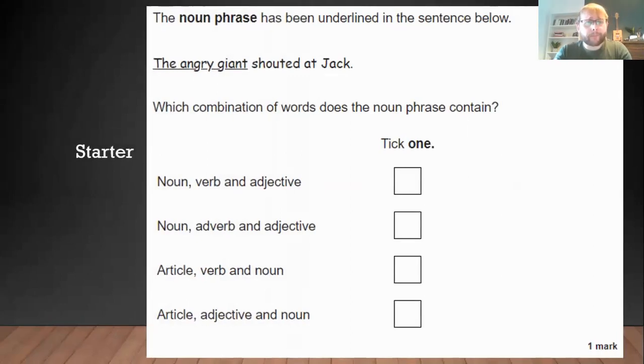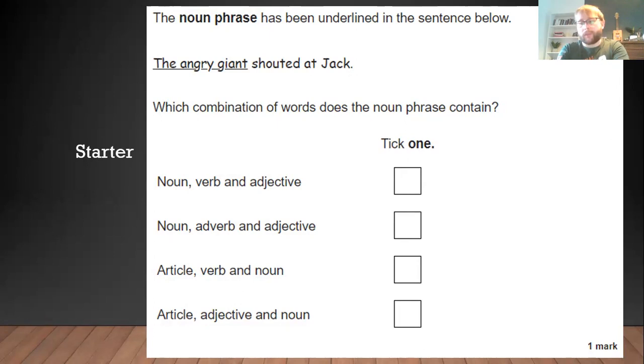So first one, all I'd like you to do is think about which combination of words the noun phrase contains. It tells you that the noun phrase has been underlined. You've got the angry giant, that's the noun phrase. So which combination of words does the noun phrase contain? Is it noun, verb, and adjective, etc.?